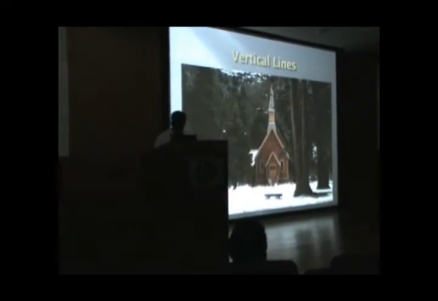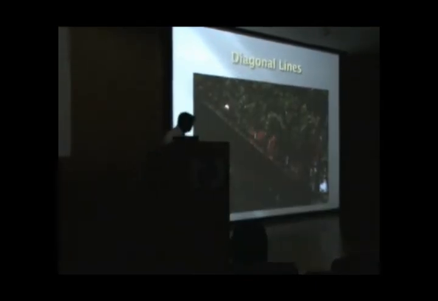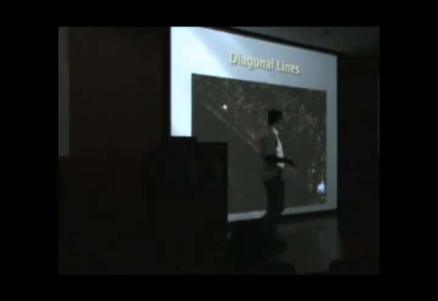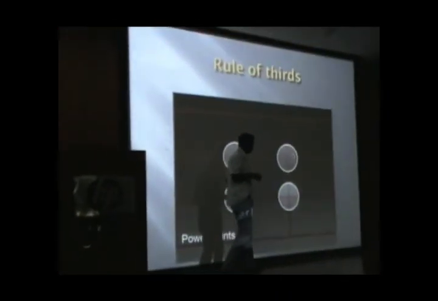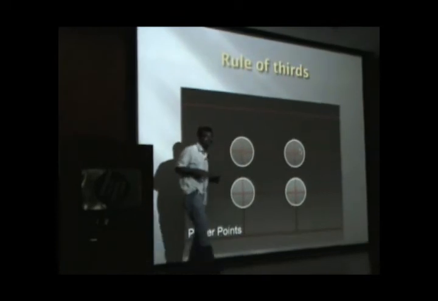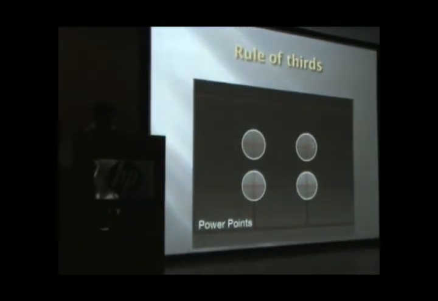Another one is the diagonal line. This is actually taken near the Tibetan monastery. At any of these four intersections, your photograph will be more effective. I will show you an example.